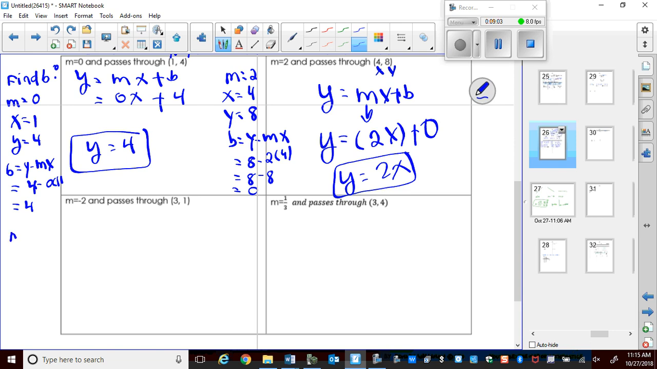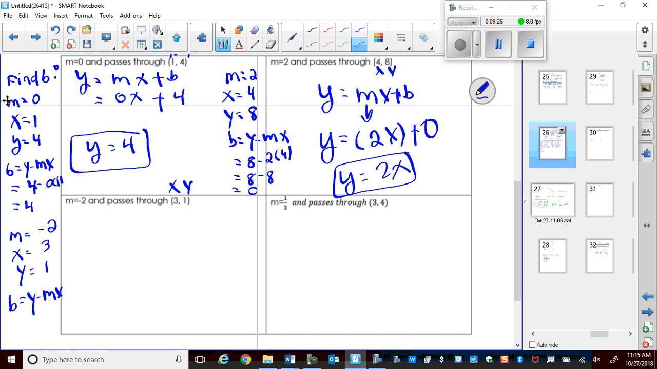Next one. Things I need to do. My box of knowledge. M, I need to find m. X, y, and b, always equaling y minus mx. Okay? So, labeling, I have m equals negative 2, x equals 3, y equals 1. Label your points, your coordinates, just to make sure.